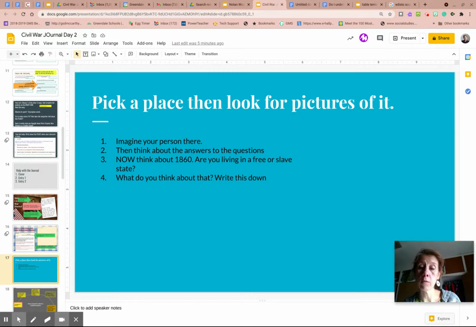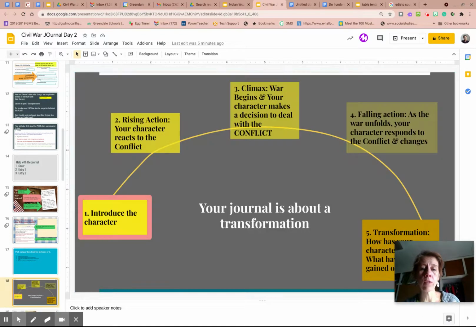Put your character in those shoes. I'm going to show you an example of that. First of all, this is essential to introducing your character like we talked about in class. By the end, they will have transformed. They may still have the same feelings about people, and they may still be racist and support slavery. But at the end of the war, all of that will be taken away, and they won't be able to have slavery anymore. And how will they feel about that?